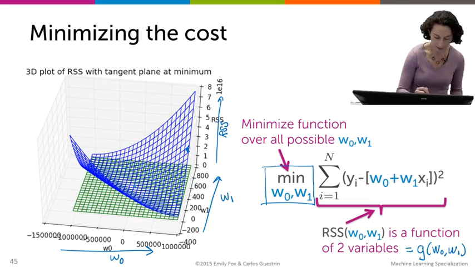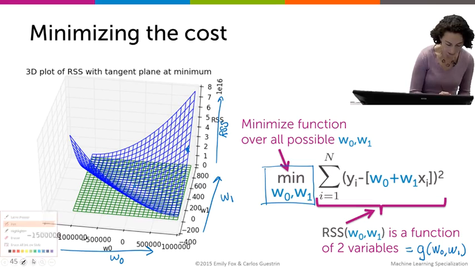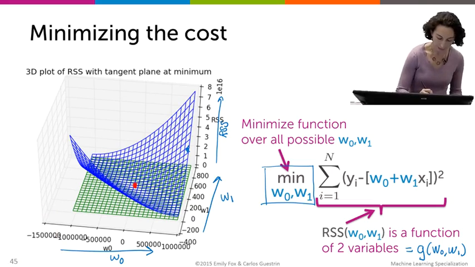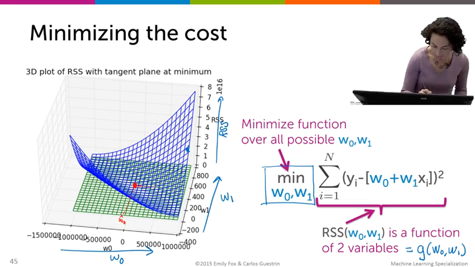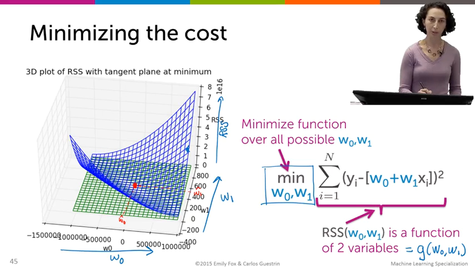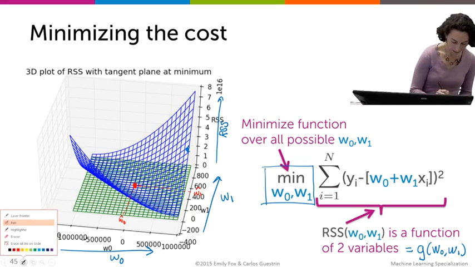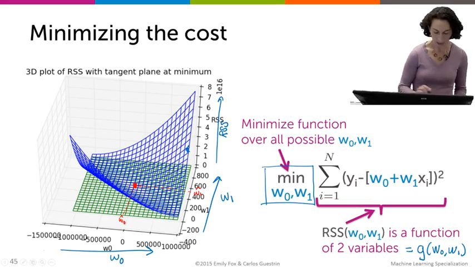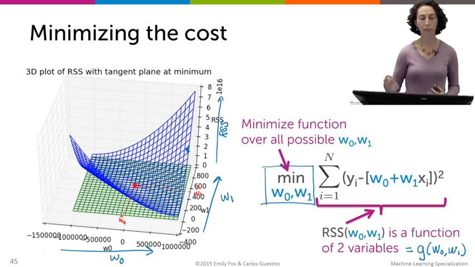and W1, we want to find the place. Let me switch colors so that this is a little bit easier to see on this slide. So we want to find the specific value of W0, so I'll call that W0 hat, and W1 hat that minimize this residual sum of squares. So this is our objective, and switching back to our blue color here, this is an optimization problem where specifically the optimization objective is to minimize a function, in this case of 2 parameters, 2 different variables.